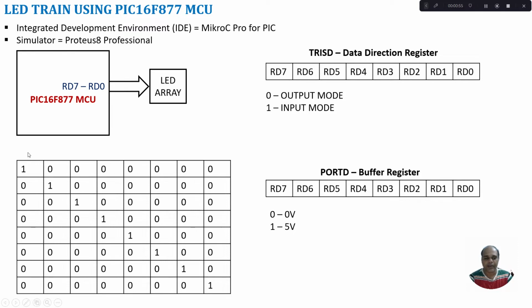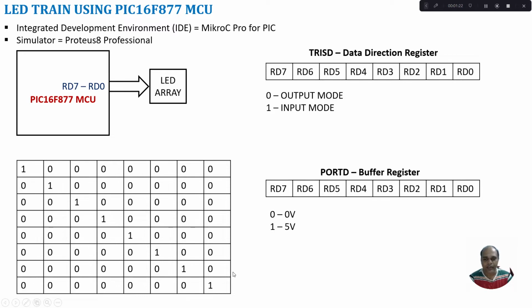So for example, in the first state, we have the first LED in on state, and all the other LEDs will be in off state. And after some time, the second LED will be on and all the other LEDs will be off. Then subsequently, third LED, fourth LED, fifth LED, sixth LED, seventh LED, eighth LED will be in on state. Remaining LEDs will be in off state.